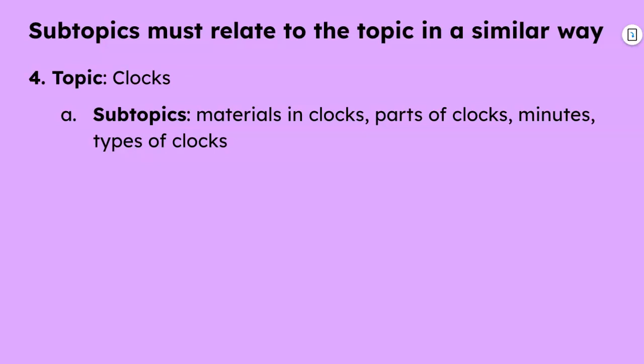The other subtopics are about the materials clocks are made of, the parts of clocks, and the types of clocks. Each of these subtopics tells us a main idea related to clocks, and each subtopic is at the same level of meaning as the others. If we were to cross out minutes and add another subtopic, we could add things like uses for clocks or places for clocks.